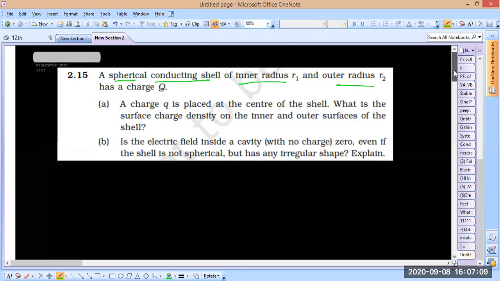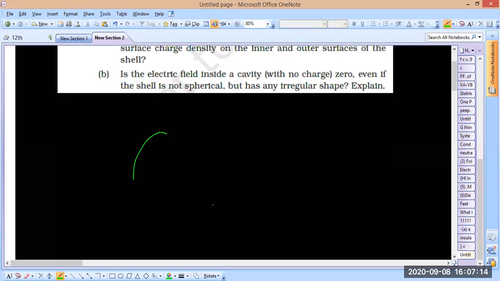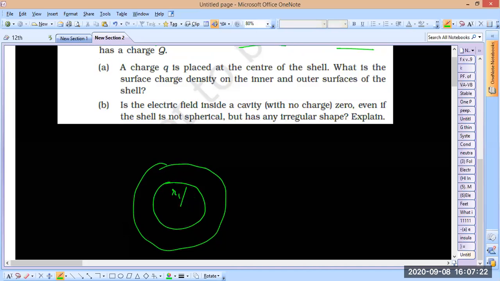Okay, so we will draw the diagram, right? So here is that spherical shell. Its inner radius is r1, and outer radius is r2.